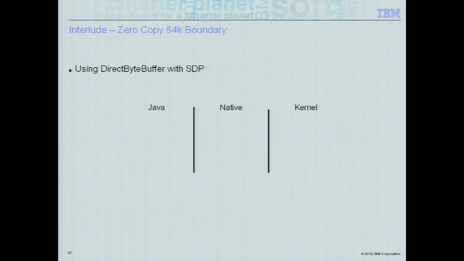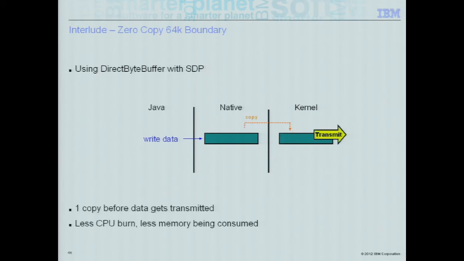Now, I did say we were using direct byte buffers, so directly writing to native space with SDP. So what was actually happening here? Well, the obvious shortcut. We have an array in native space. We're writing the data directly from Java to the native space, and then that's being copied, then transmitted. One copy instead of 2, not bad. Cut the memory use down to 2x instead of 3x. That's okay. And there's a lot less CPU burn. Pretty good stuff.